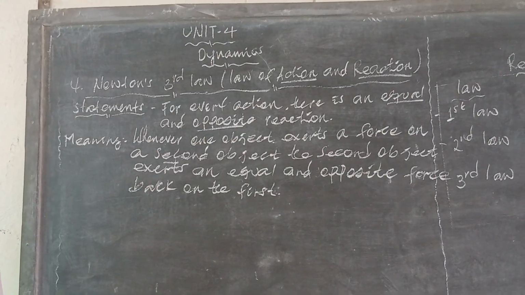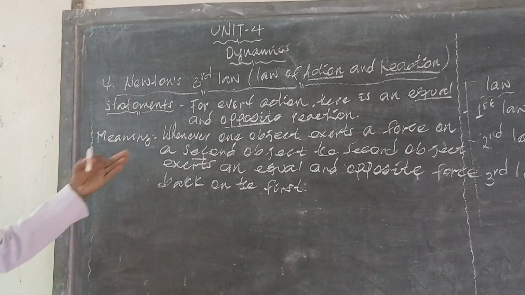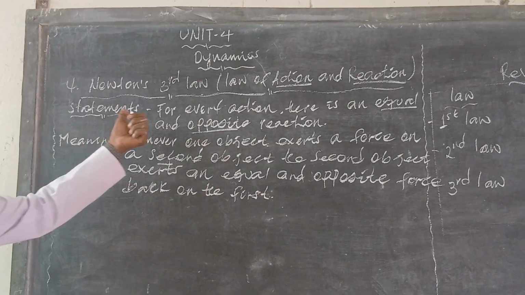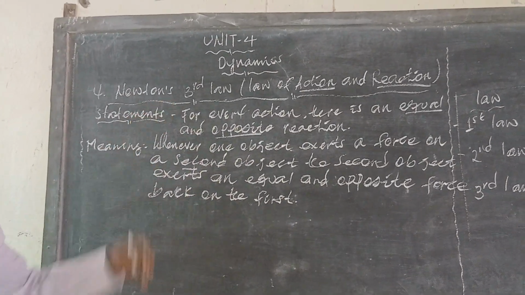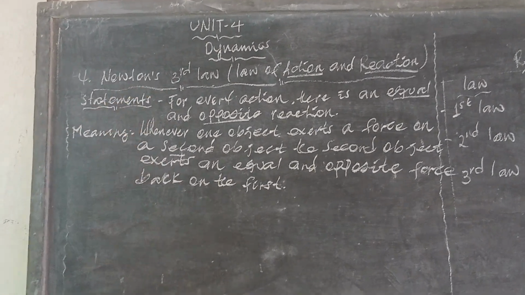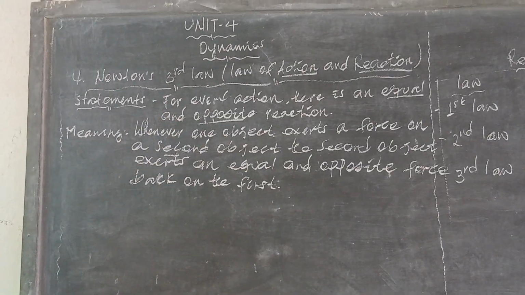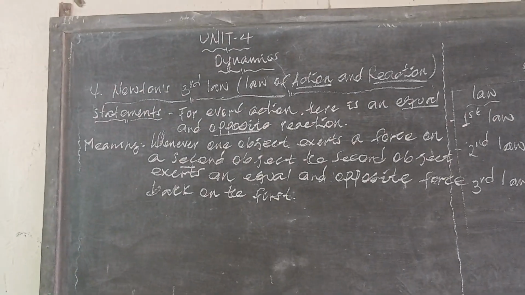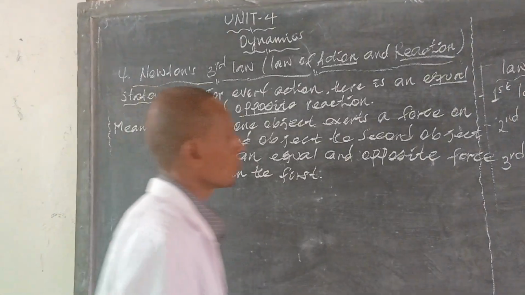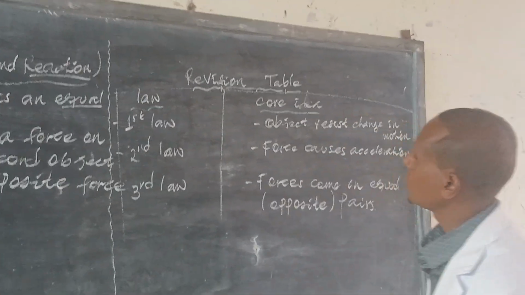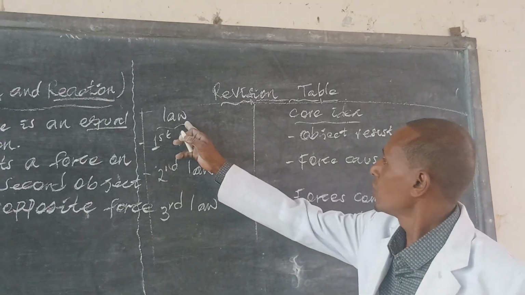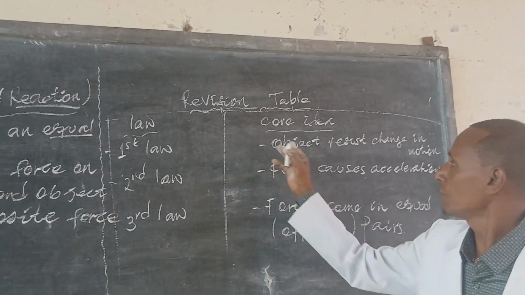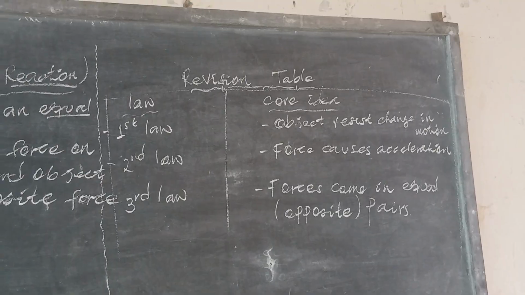Newton's laws can be split into three categories: Newton's first law of motion, Newton's second law of motion, and Newton's third law of motion. The third law, or action and reaction, is about forces you can find in pairs. Here is the core idea of the first law, the third law, and the second law.